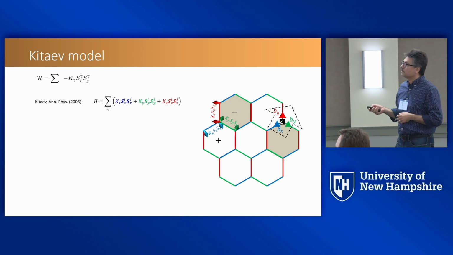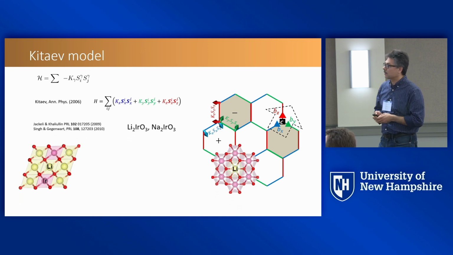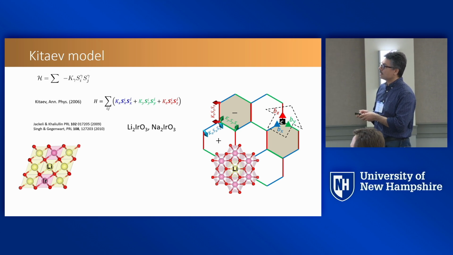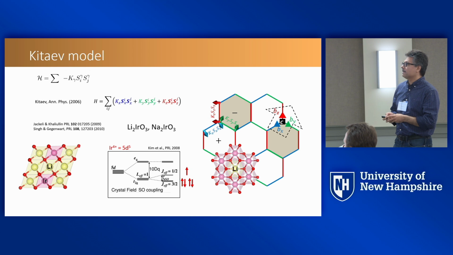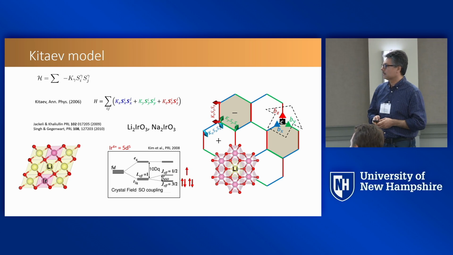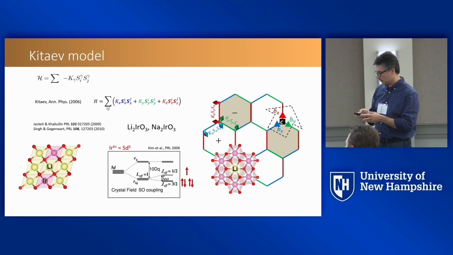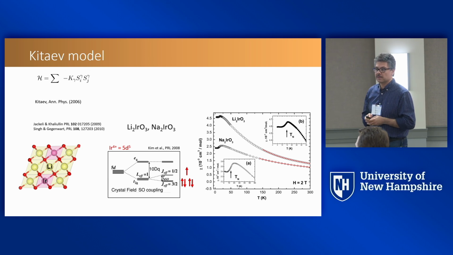I don't think I need to introduce the model for this audience. It's basically a model on a honeycomb lattice with spin half particles that interact in a bond directional manner. Soon after this proposal, 2 iridium-based oxides were found to satisfy the requirements of this model, lithium iridate and sodium iridate. They have been studied intensely in the past 2 decades. In these systems, the combination of crystal electric field and spin orbit coupling provides an effective spin half. And there's plenty of experimental evidence for these materials to be strongly frustrated and to show excitations that look like what you expect for a Kitaev spin liquid.